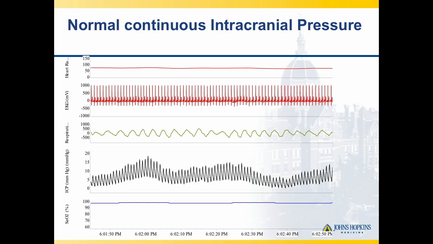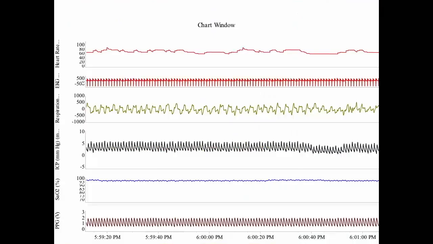So this is a trace over just 60150 to 602, so about 2 minutes. And we can compress our viewpoint so that we can analyze more of this data. So this is a more compressed viewpoint. As you can see, the EKG is compressed too. And again, here the ICP is pulsatile, synchronous with the heart rate, but there's no modulation by respiration.